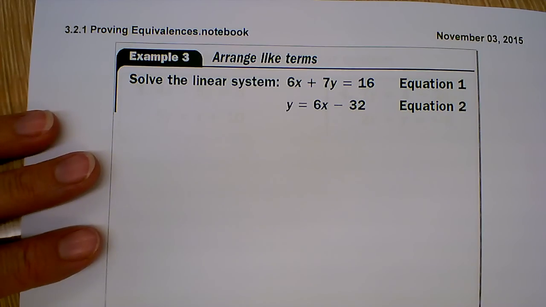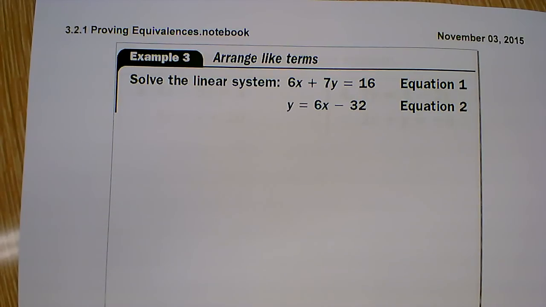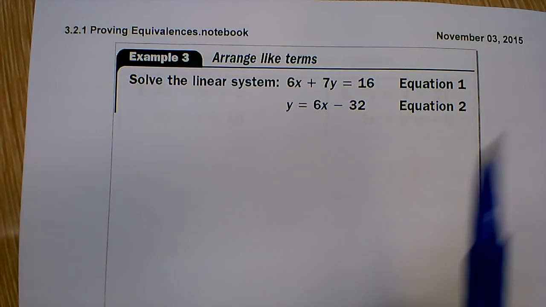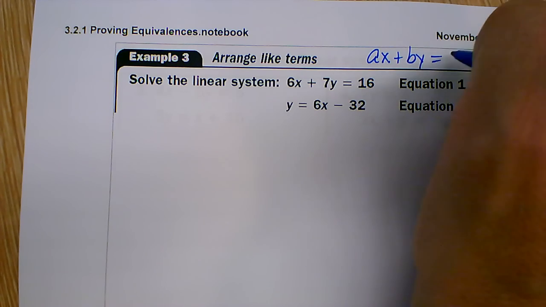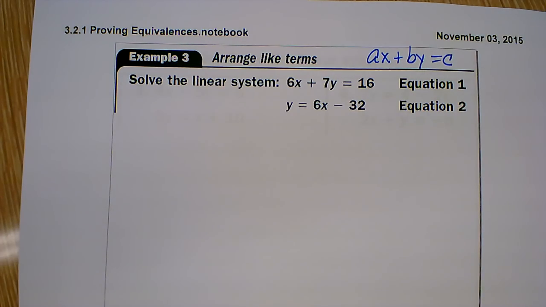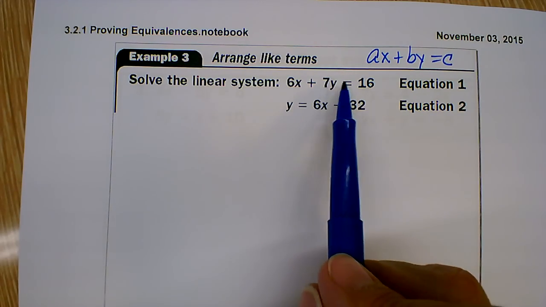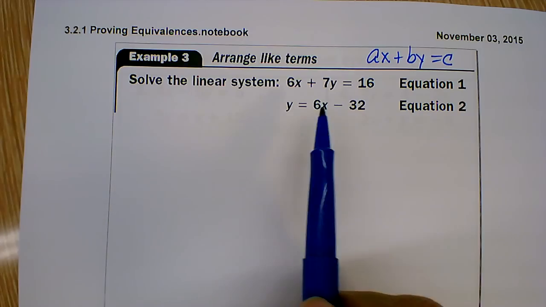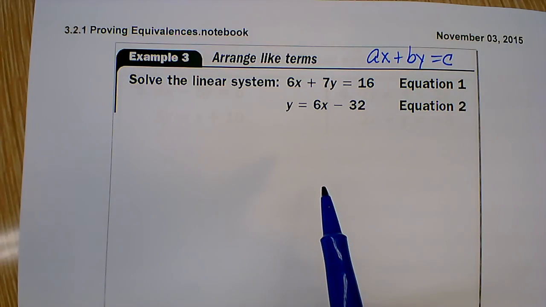Now, sometimes you get two equations, but they're not in standard form. And remember, standard form is ax plus by equals c. So my equation 1 is in standard form. I've got the x, I've got the y, the equal sign, and the constant. Equation 2 is not. It's in slope-intercept form, which is great when we're graphing, but it doesn't help us when we're solving using elimination.